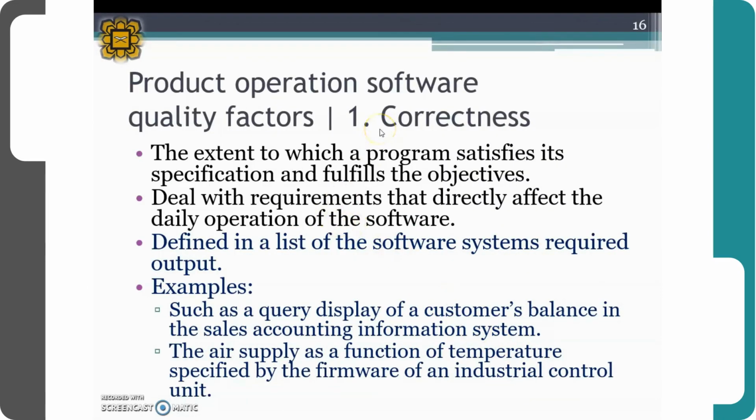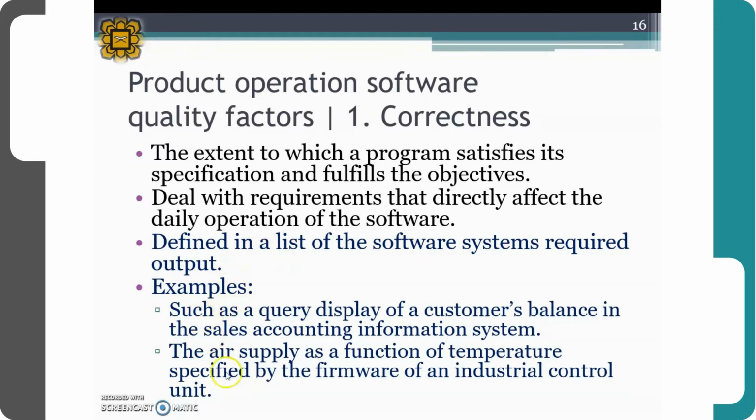So the first one is correctness. Okay, what is the definition of correctness? The extent to which a program satisfies its specification and fulfills the objectives. It deals with requirements that directly affect the daily operation of the software. For example, it can be defined in a list of the software system's required output. So when we look at the requirement, it will say in terms of the expected output.